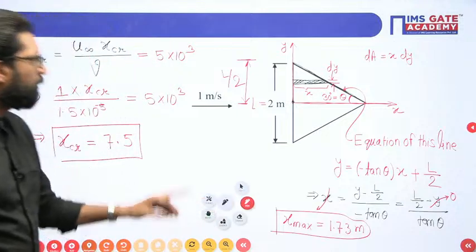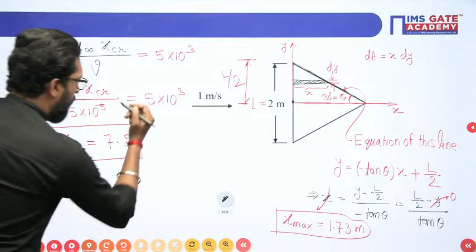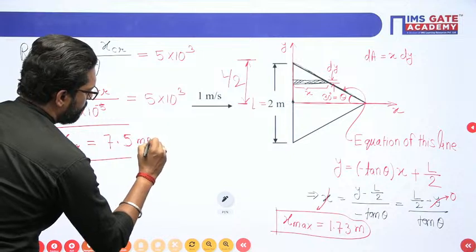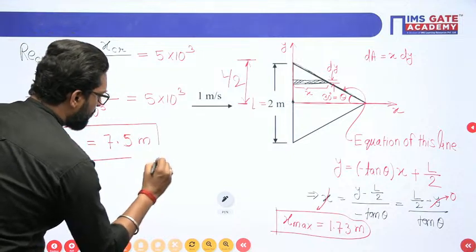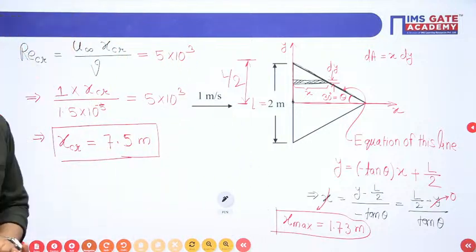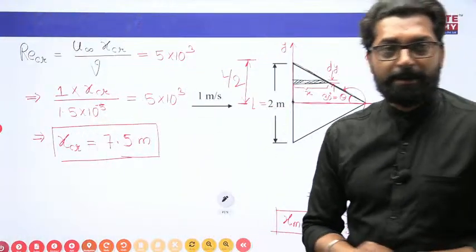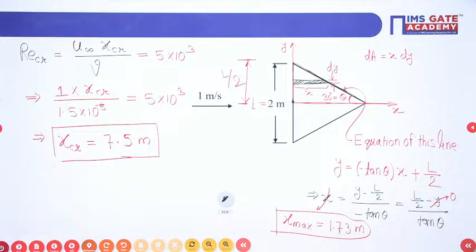Now, this is XCR, and XCR is equal to 7.5 mm. This is in meters. Now please tell me whether the flow is laminar or turbulent. Please tell me, beta. Everyone, please. The flow is laminar or turbulent? Please tell me.